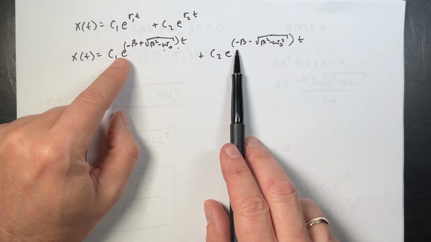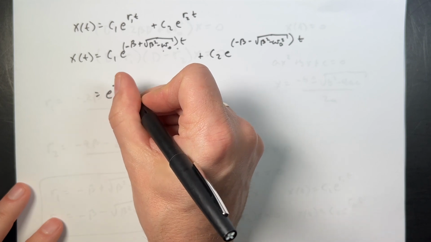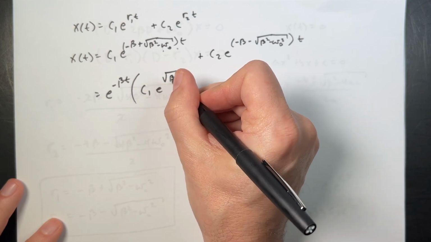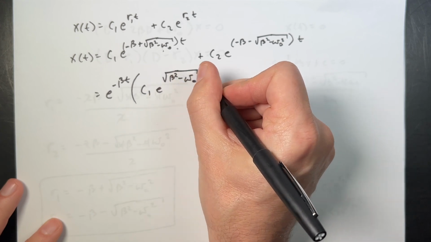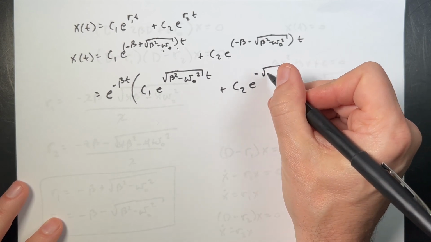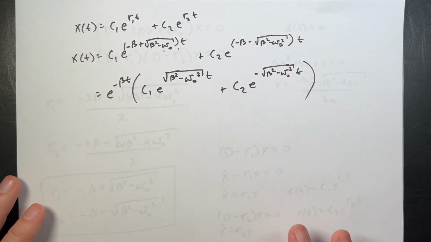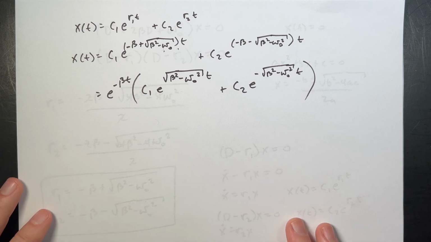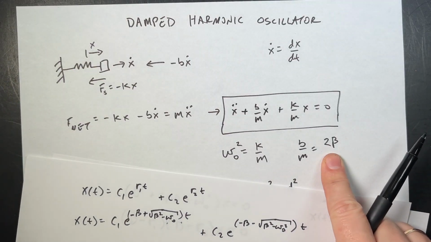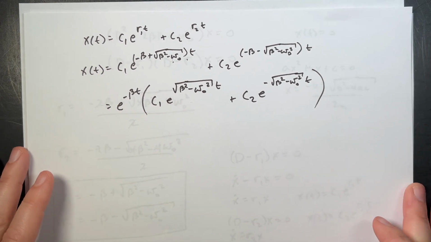So I can factor out this e to the negative beta t and write this as e to the negative beta t times c1 e to the square root of beta squared minus omega naught squared times t plus c2 e to the negative square root of beta squared minus omega naught squared t. And you can see that it really does help, going back to the beginning, because now I can write this exponential as not a fraction, and it just makes everyone happy, right?